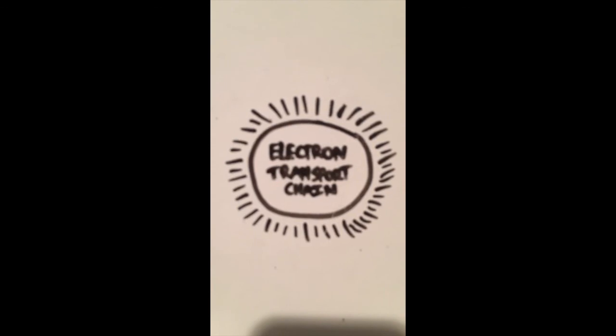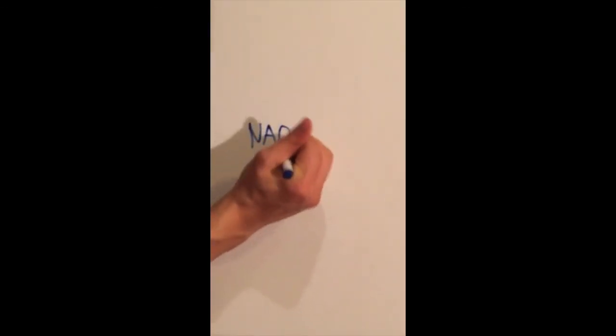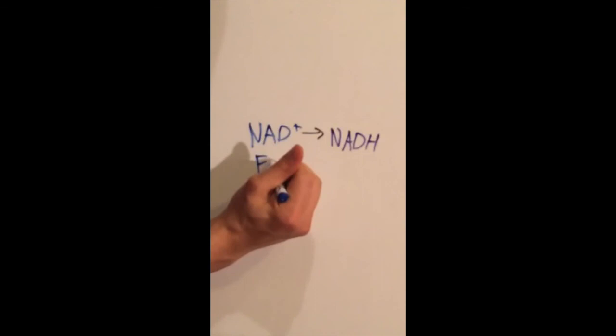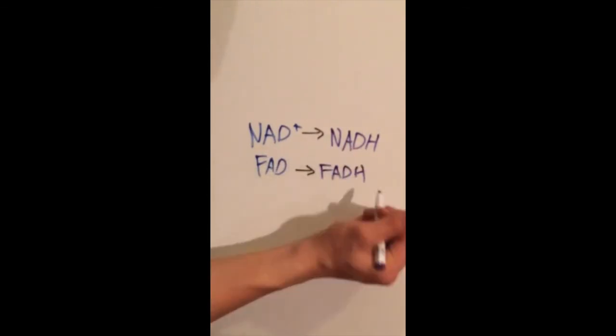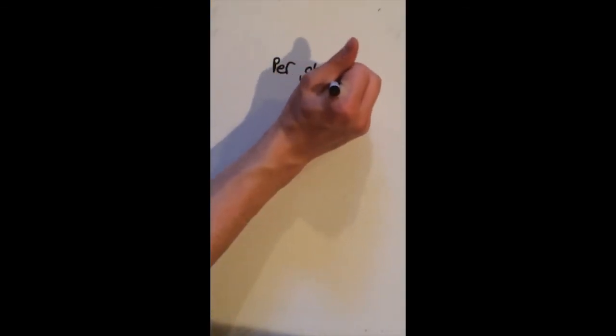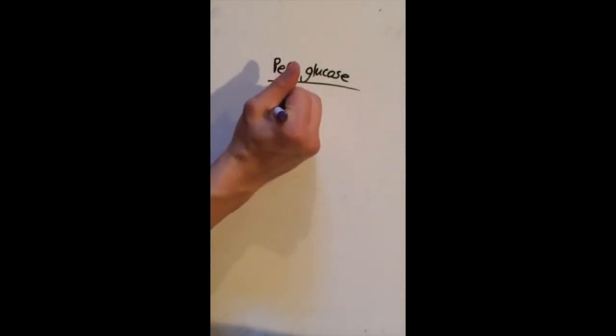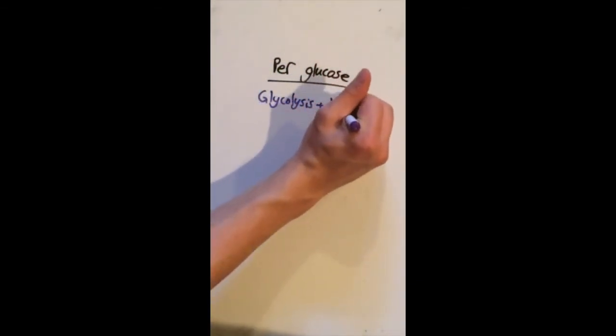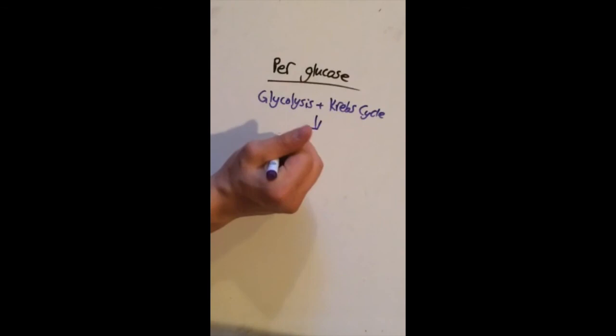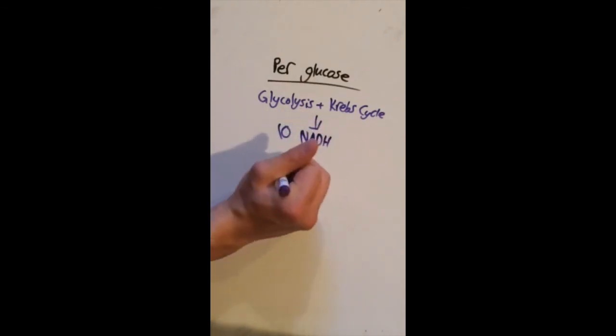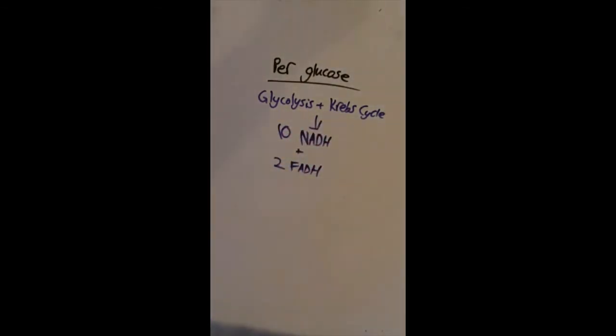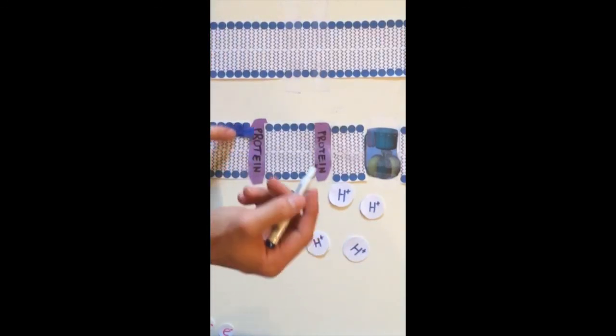Presenting the electron transport chain. Remember all of those electron carriers we produced before? Here's where they're going to become useful. Throughout glycolysis in the Krebs cycle, 10 NADH molecules and 2 FADH molecules have been made per glucose molecule. Now, they will be able to provide the electrons that will be pumped down the electron transport chain.